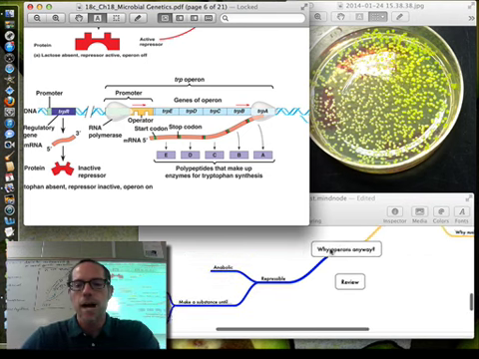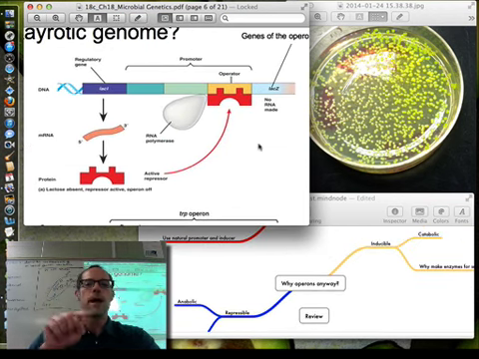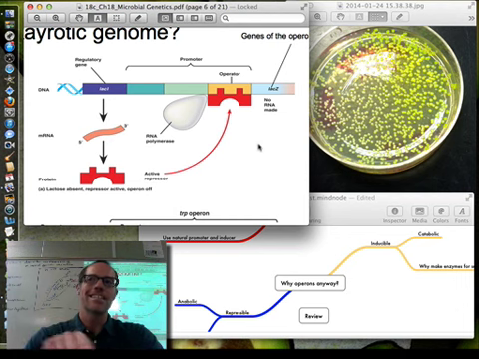So in closing, operons are a function. They're really a way for bacteria to turn off and turn on genes that they need or don't need.